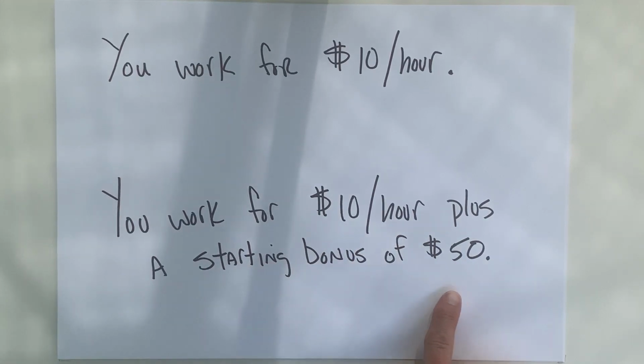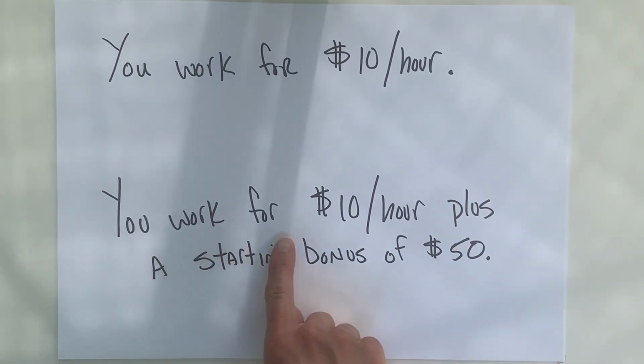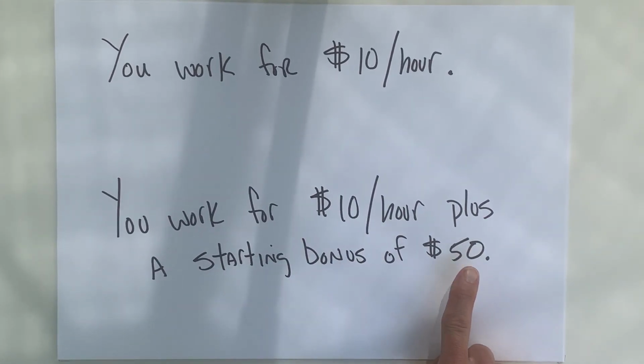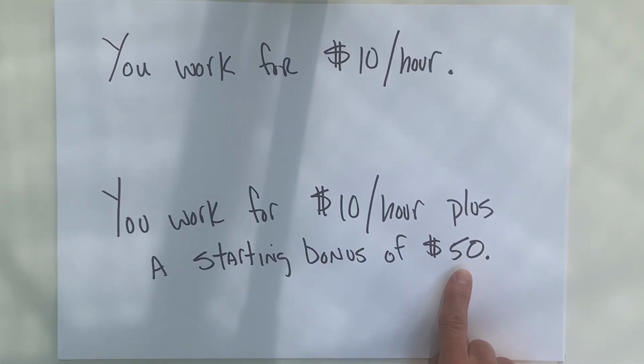This is a non-proportional relationship. It's not bad, it's just not proportional. You work for $10 an hour plus a starting bonus of $50. That starting bonus changes things. That means before you've worked any hours, you've already made $50. That makes it not proportional.